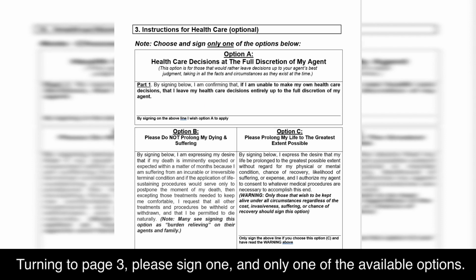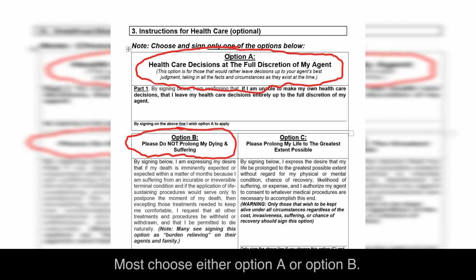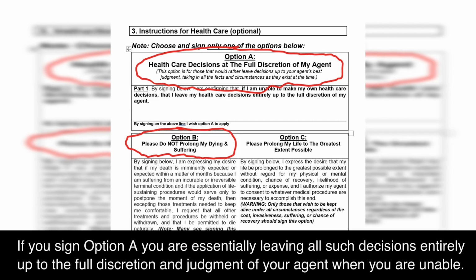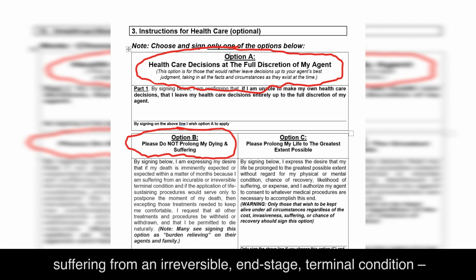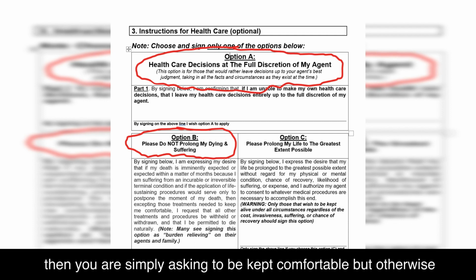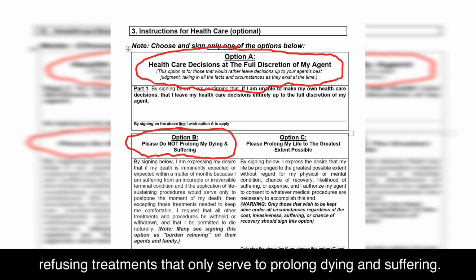Turning to page 3, please sign one and only one of the available options. Most choose either option A or option B. If you sign option A, you are essentially leaving all such decisions entirely up to the full discretion and judgment of your agent when you are unable. If you sign option B, which only applies if you are suffering from an irreversible end-stage terminal condition, then you are simply asking to be kept comfortable, but otherwise refusing treatments that only serve to prolong dying and suffering.